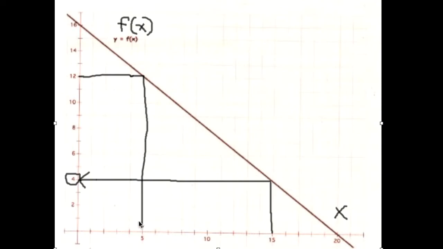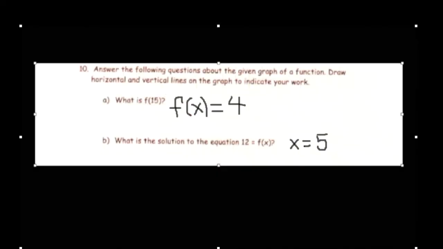We come straight down and we land at 5. Right there, 5. So we'll circle 5. And this says when the output is 12, in other words, when our vertical output is 12, the input needed to get to 12 is going to be a 5. So what is the solution to the equation 12 equals f of x? X equals 5. And that concludes this video. Thanks for watching. We'll see you next time.